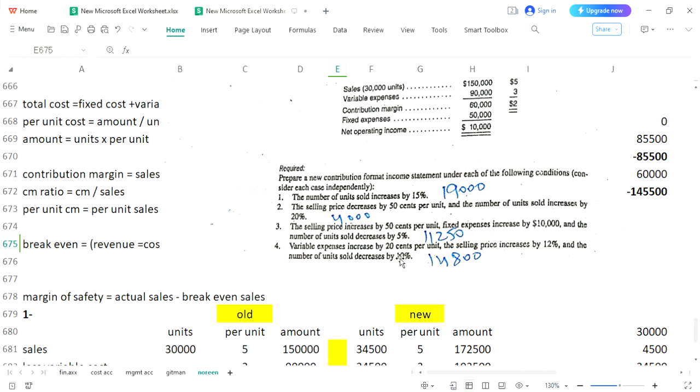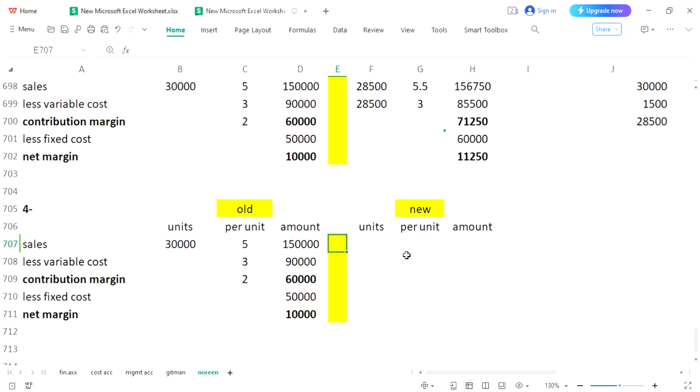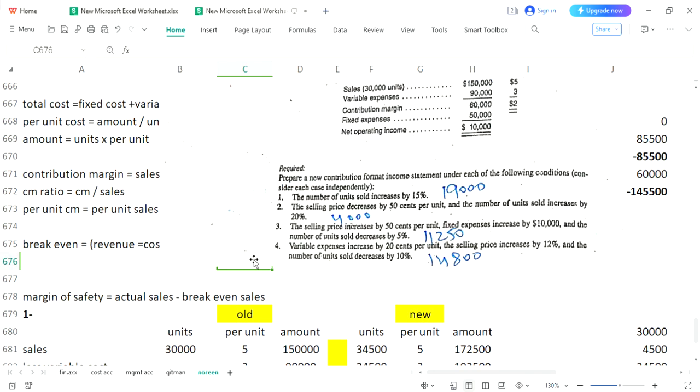Variable expenses are increased by 20 cents. Cent means, $1 contains 100 cents. So 20 divided by 100 is 0.2. He wants to change your variable cost. Variable cost was 3. And now he is saying to increase it by 20 cents.